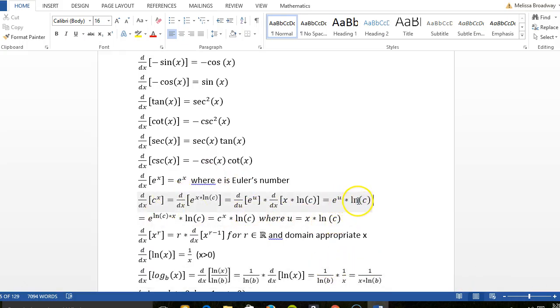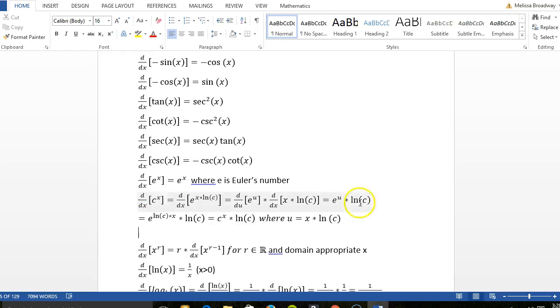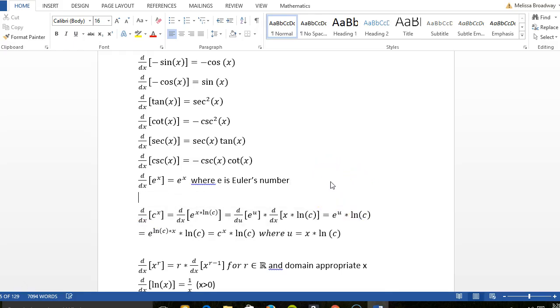So we get e to the u ln c, but now I've got to make good on something. I've got to go down here, and I guess I need to skip a space, because this is all going in one place. Now, what is u? You need to replace u back in terms of x. So you replace u with what it is, x times ln c. And so there it is.